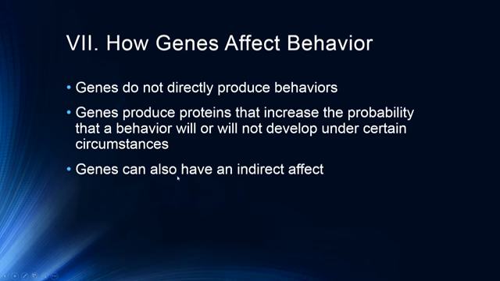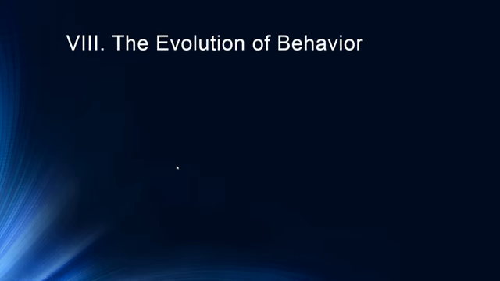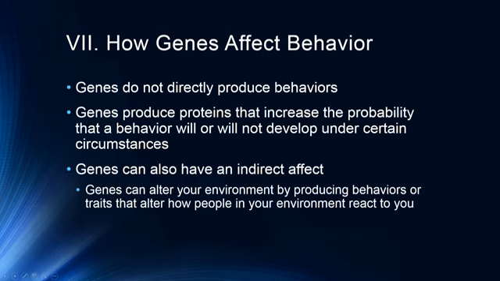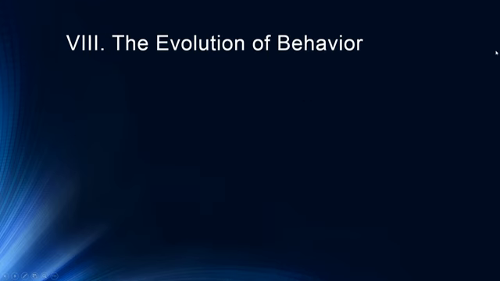Genes can also, of course, have indirect effects. They can alter your environment by producing behaviors or traits that alter how people in your environment react to you. So these kinds of interactions are very complicated. People who have an inability to create facial expressions, which there are specific disorders we'll talk about when we talk about emotion, have very different upbringings because people react to them very differently. Similarly, people who have autism, part of what happens with their social skills is because people react to them very differently. So we always have to be mindful of how these behaviors interact with one another.